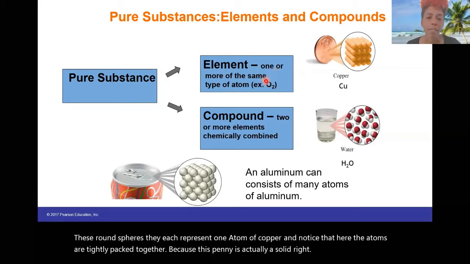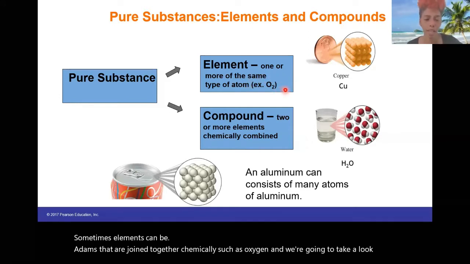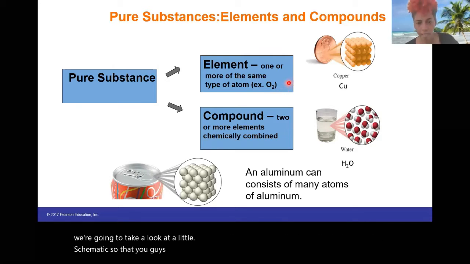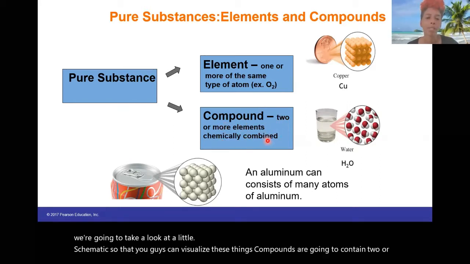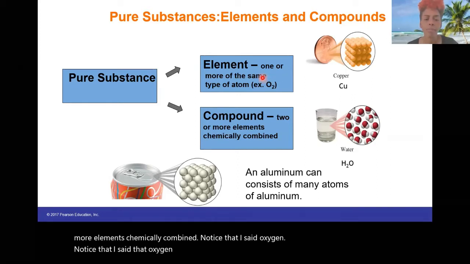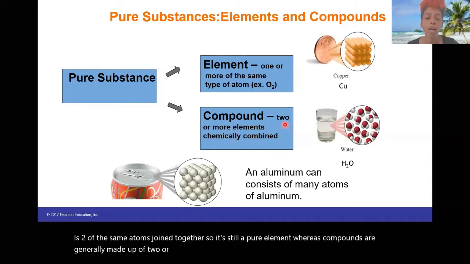Sometimes elements can be atoms that are joined together chemically, such as oxygen. And we're going to take a look at a little schematic so that you guys can visualize these things. Compounds are going to contain 2 or more elements chemically combined. Notice that I said that oxygen is 2 of the same atoms joined together, so it's still a pure element. Whereas compounds are generally made up of 2 or more elements that are chemically combined.